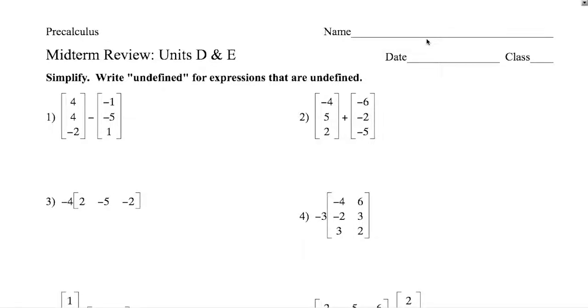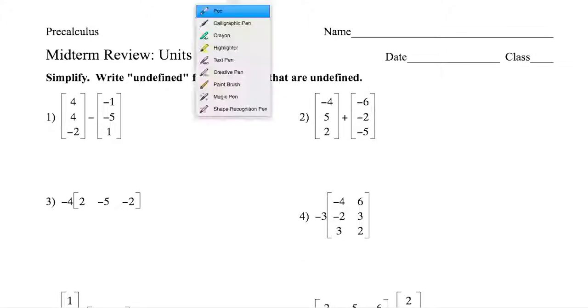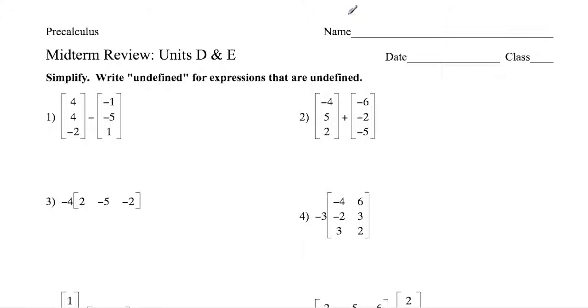Okay, so here we are in our final exam review. This sheet is for units D and E. Unit D was hopefully simple for us. It's the unit that most of us did pretty well with, and unit E was fairly short. So we're just going to combine the two together.